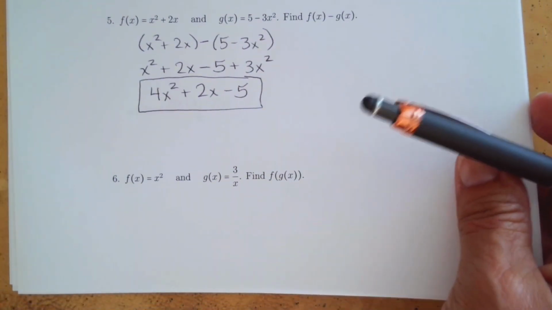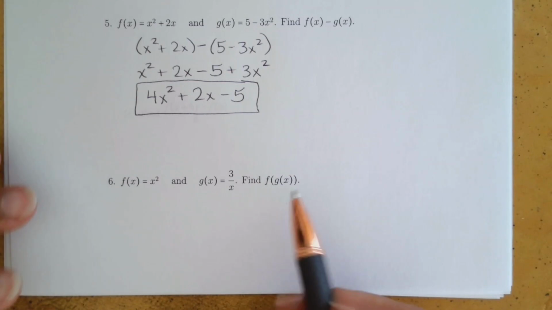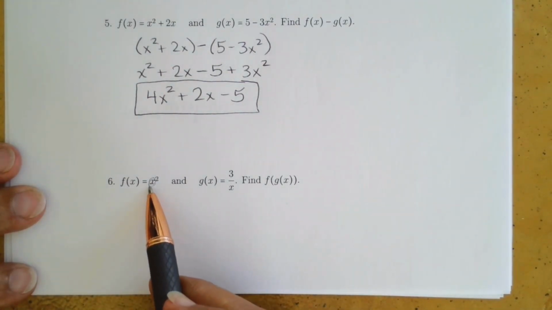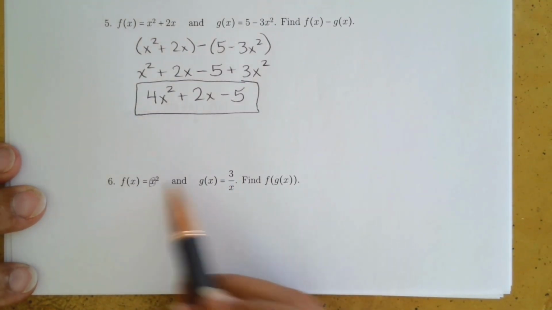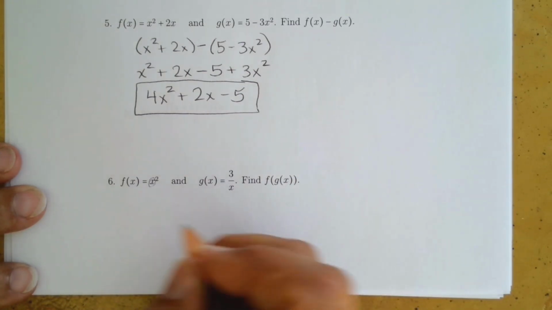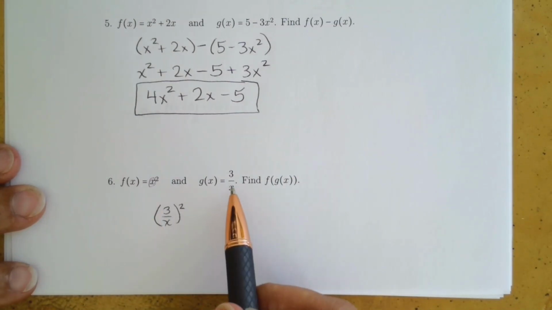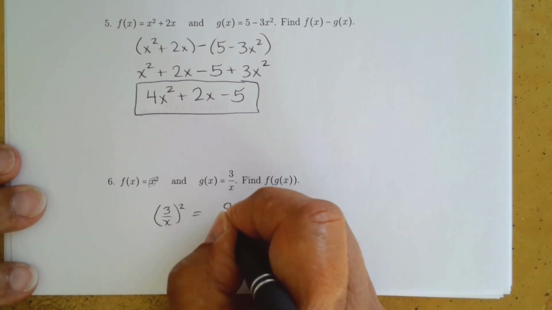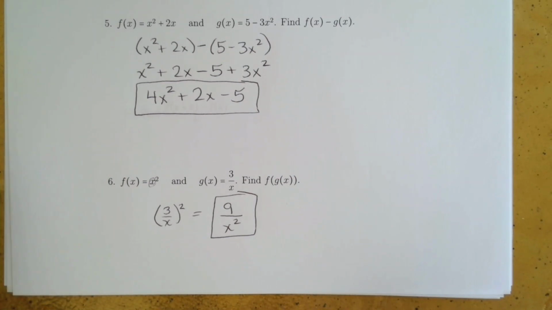All right, number 6 is a composition. Find f of g of x. That's not multiplication, that's a composition. So remember, outer function, and what you're going to put in there is the inner function. So we're going to put this whole thing in place of that x. That's what that says to do. So we're going to do 3 over x, squared. Okay, we put function g inside function f. And all we have to do is square the top. 3 squared is 9. Square the bottom. X squared is x squared. And that is it.